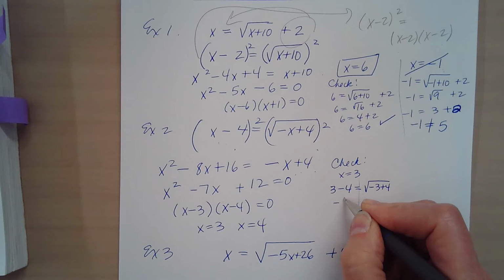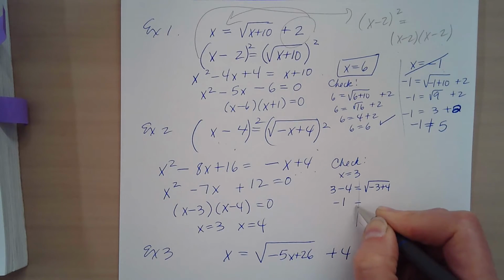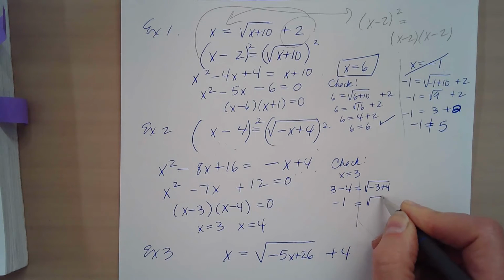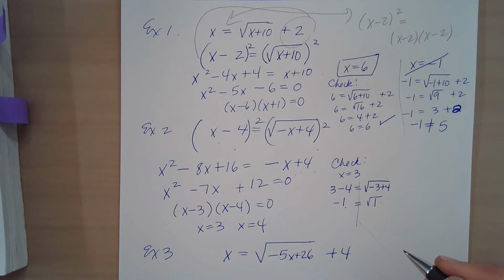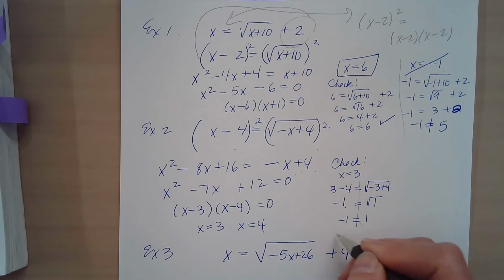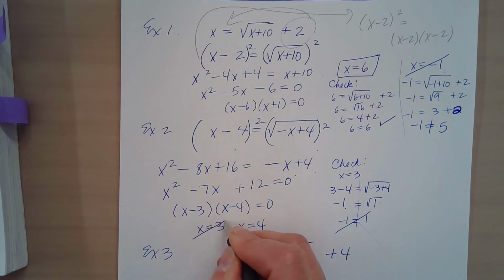Negative. I know it's not going to work right away. You know why? Does anyone know why I know for sure? Because I have a radical on this side. A radical is never going to be equal to a negative number, right? The square root of something's never negative. So that one doesn't work.